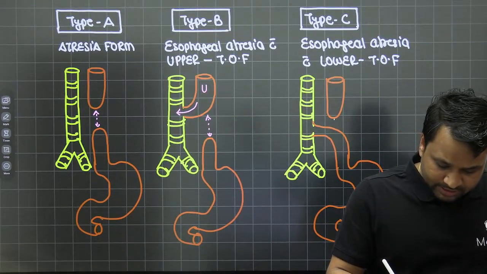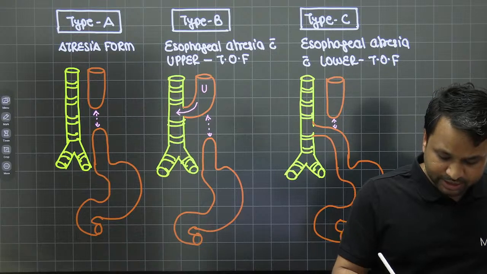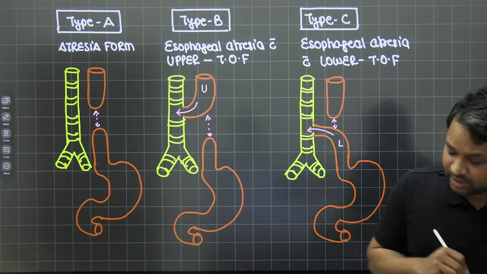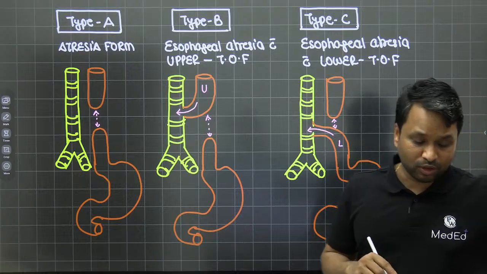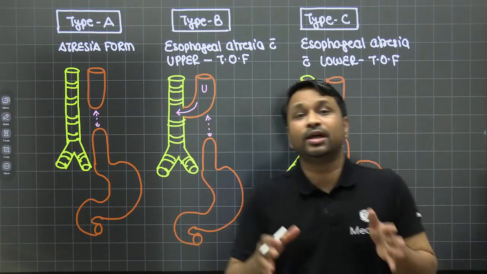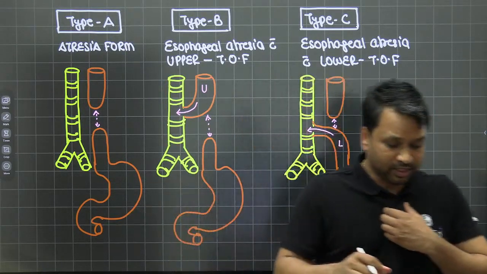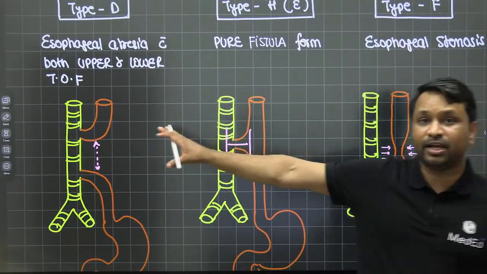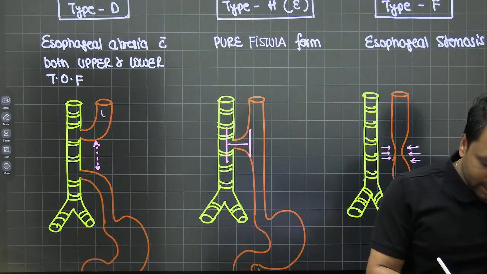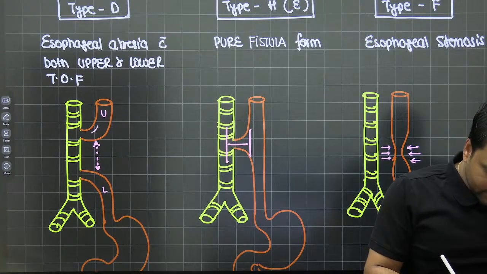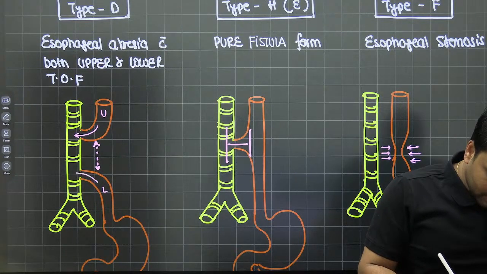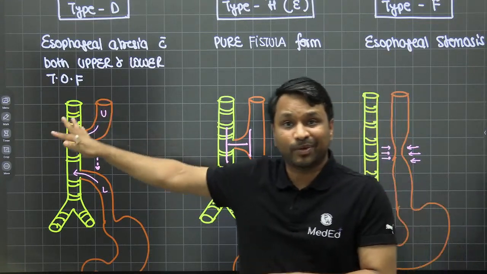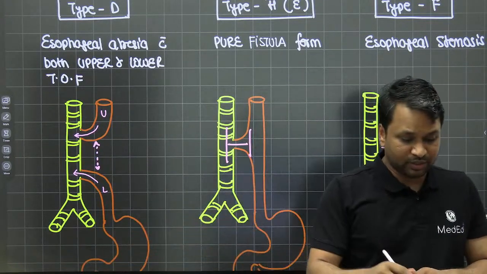Type C, again you can see there is no communication between the esophagus, there is atresia, but this time the lower esophagus is communicating with the trachea, so it's a lower esophageal tracheoesophageal fistula. Now comes your type D variety. In type D variety, there is an atresia, and both the upper esophagus and the lower esophagus are communicating with the trachea. So there are two fistulas, the upper esophageal as well as the lower esophageal fistula.